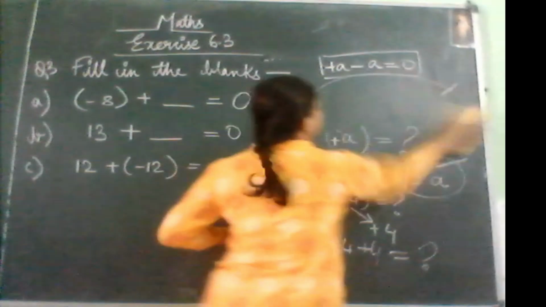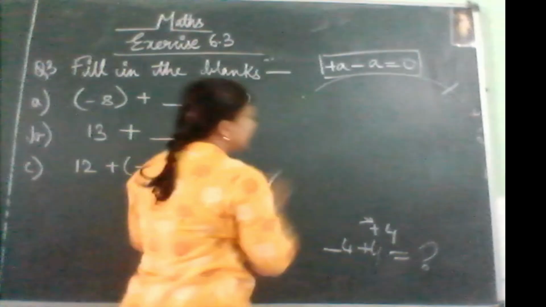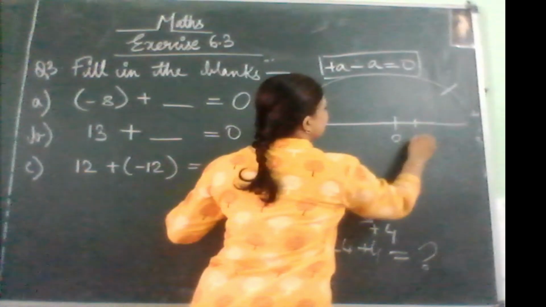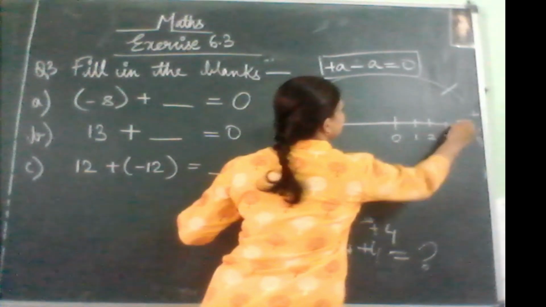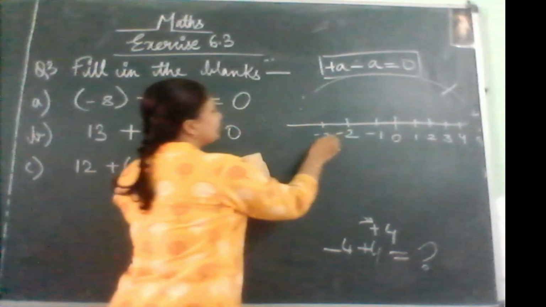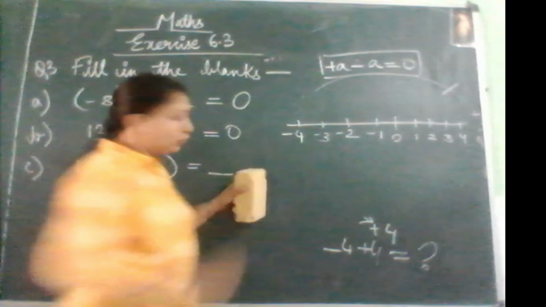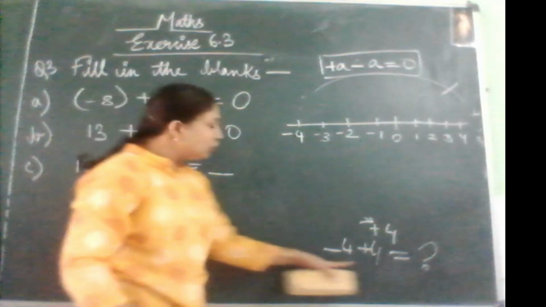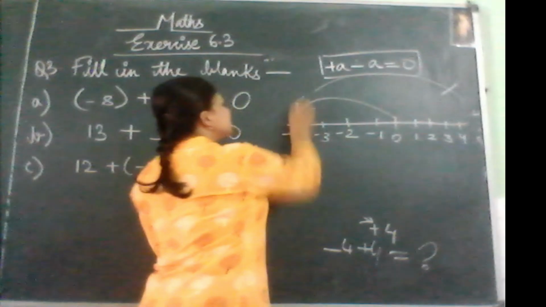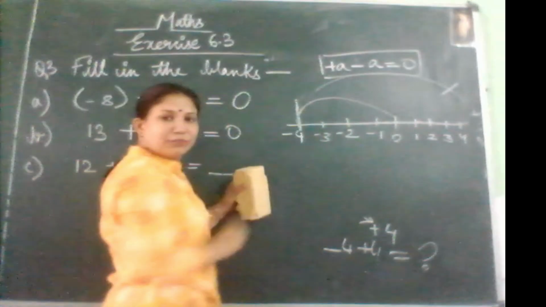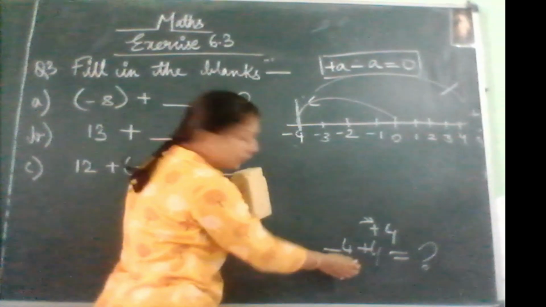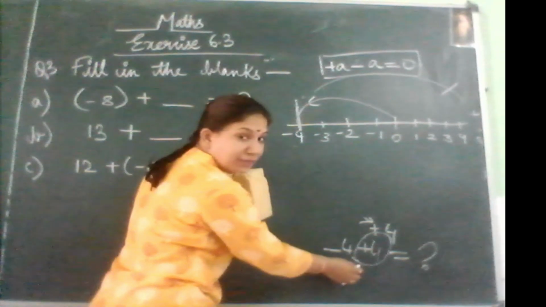Let us do this on a number line. First, here suppose I have 0, 1, 2, 3, 4. Here minus 1, minus 2, minus 3, minus 4. What I want? I want to know minus 4 plus 4. So from 0, I will first visit and reach minus 4. Now from minus 4, what I have to do? I have to move 4 steps.